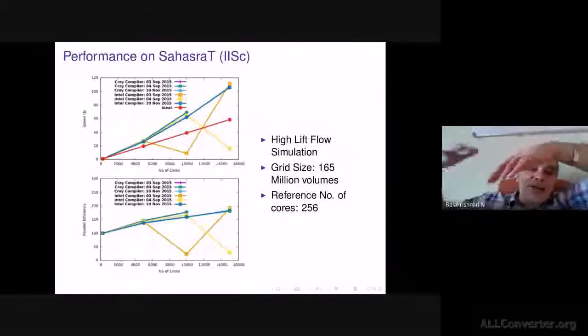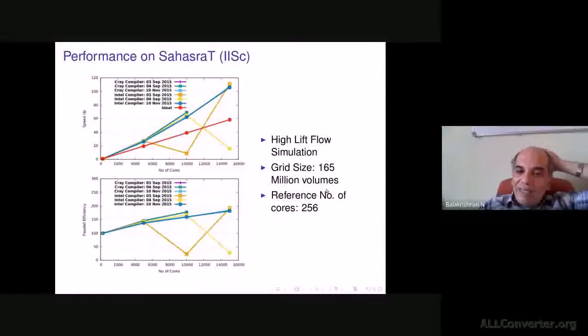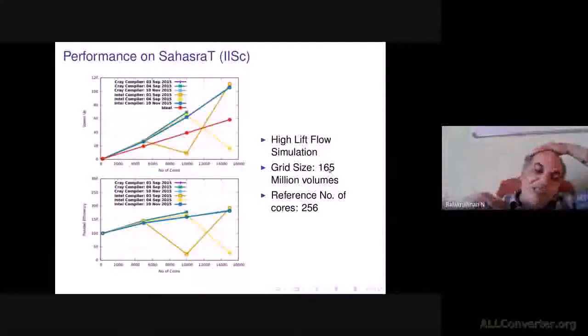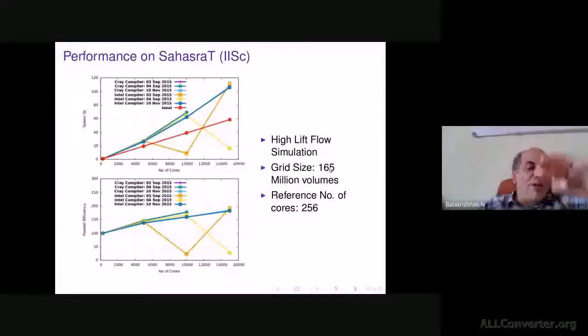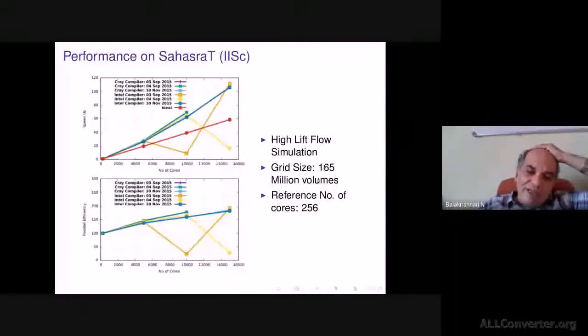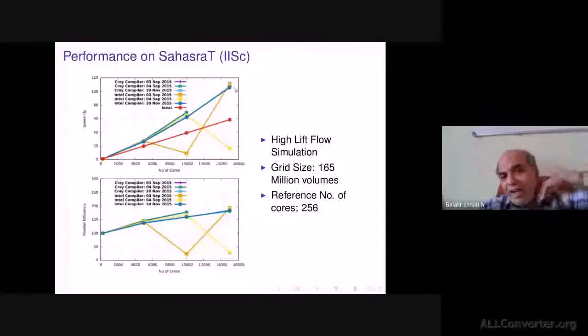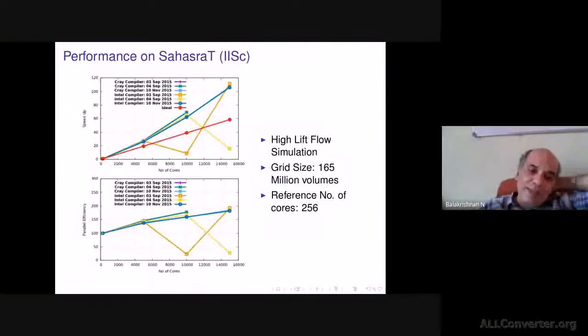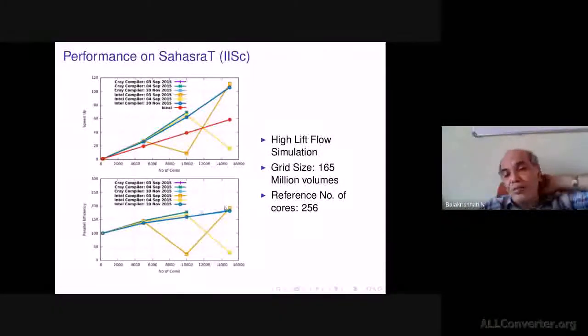Okay, now you have the other example with about 165 million volumes, same flow, which is the view graph that I had shown during the early part of my talk, right? In this case, the reference number of cores is about 256, and you can see that the ideal speedup is given by the red line, and by and large, from 256 cores till about 14,000 cores, for most of the runs that we have had, we have superlinear scalability, meaning my actual speedup is better than the ideal speedup. Okay, and as a consequence, our efficiency is much more than 100%.